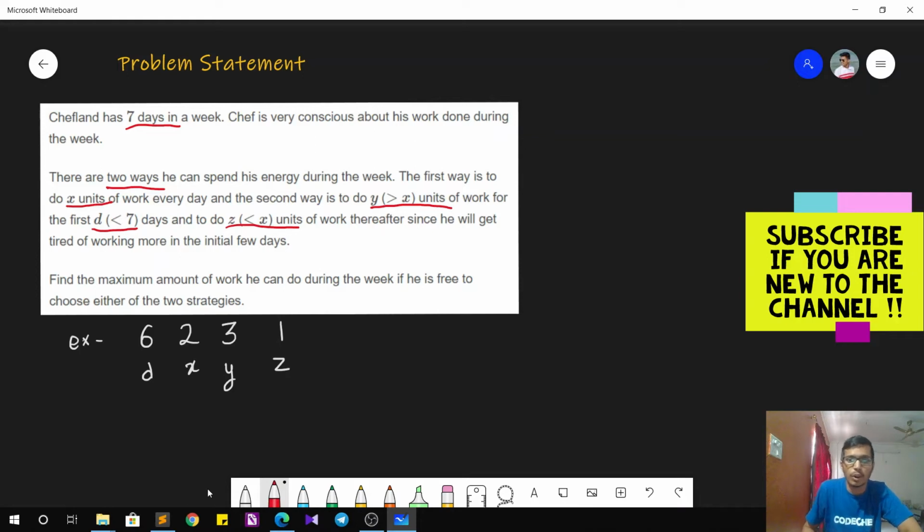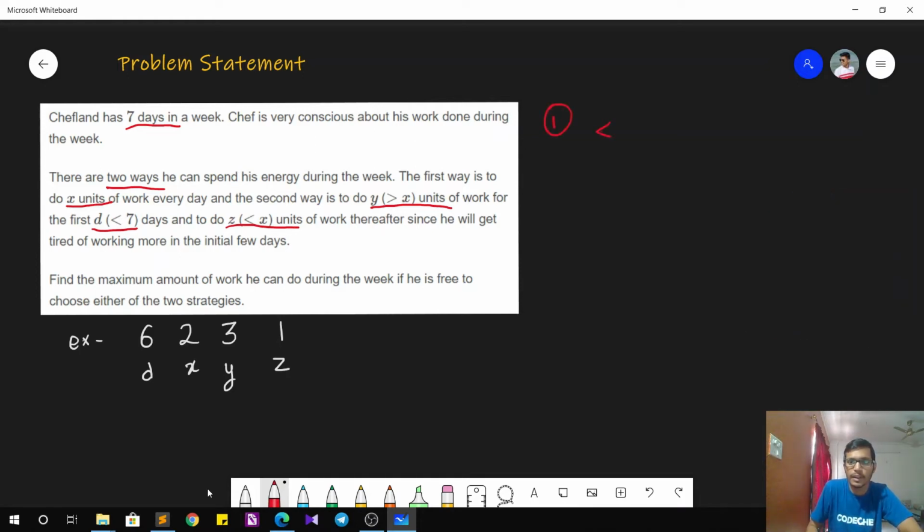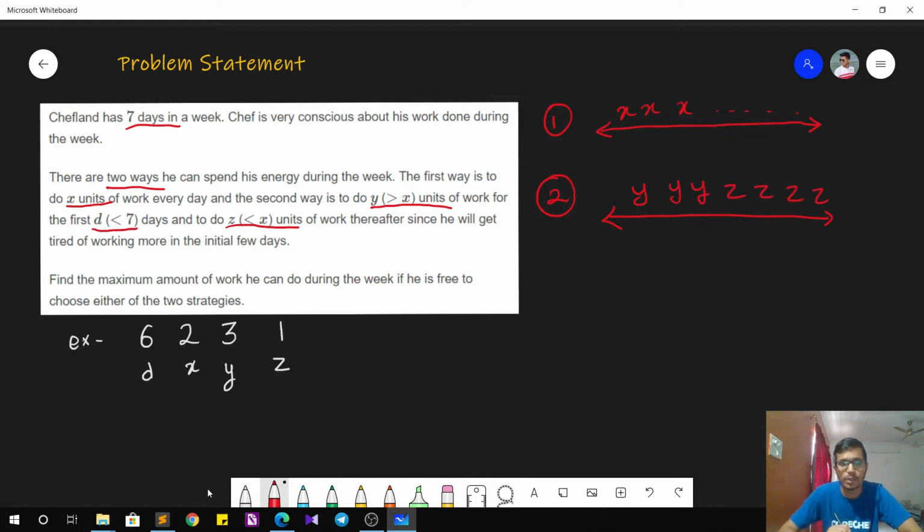So let me just draw here pictorially what this means. The first way is that there are total 7 days. So this number line, let's say it represents 7 days. The first way is that every day he will do X units of work. So 7 times there will be X. And the second way is that there are total 7 days, but for the first D days, let's say if the value of D is 3, then for the first D days he will do Y units of work, and then for the remaining days he will do Z units of work. So this is given to us.